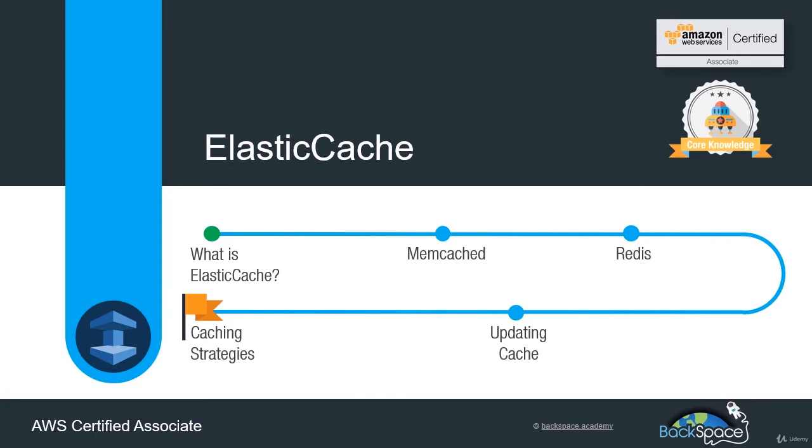So first of all, we'll go through exactly what is Elasticache and the two different options that we have for a caching engine, being memcached and Redis. And then we'll look at the ways in which we can enable caching on, for example, a data source or a database.